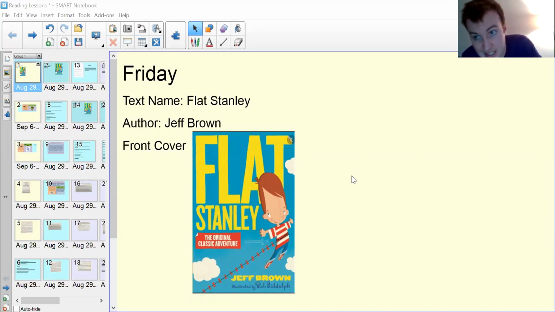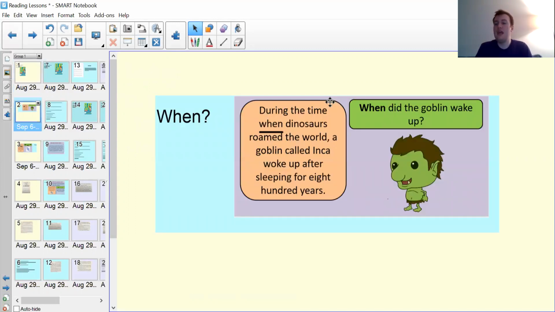Before we get into Flat Stanley, we're going to look at a couple of questions. Here we're looking at a question that starts with when. When did the goblin wake up? So when it's a when question, what does our answer have to be? Tell your adult. Hopefully you said that our answer needs to be a time. Well done if you said that. When we have a question that starts with when, our answer must be a time.